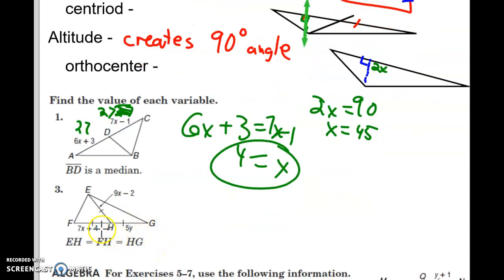Look at this one. EF is a median. All these can be equal to each other. You can literally just set any of them equal to each other. So set the x's equal to each other and solve for x. When you get the number value for that, which I believe is 3, you can now plug it in and say 7 times 3 is 21 plus 4 is 25. Then set that equal to 5y, and y equals 5. These are all doable things.